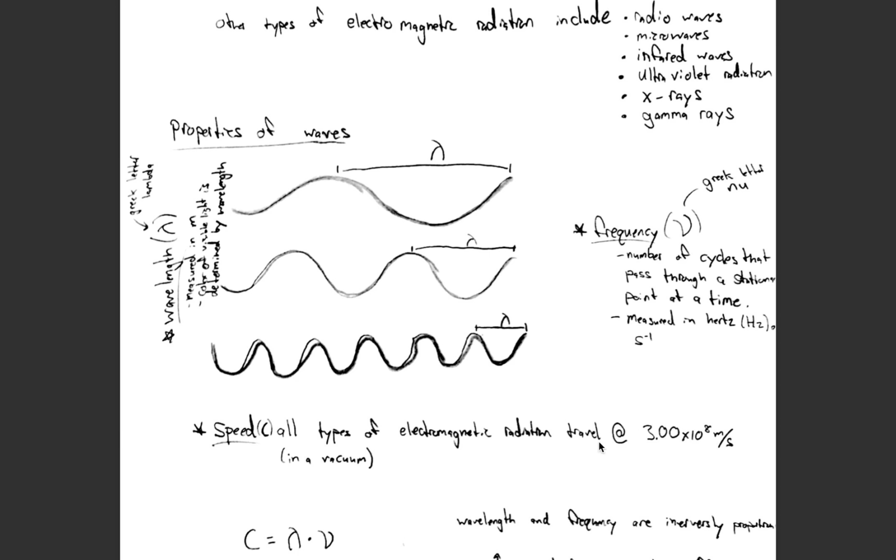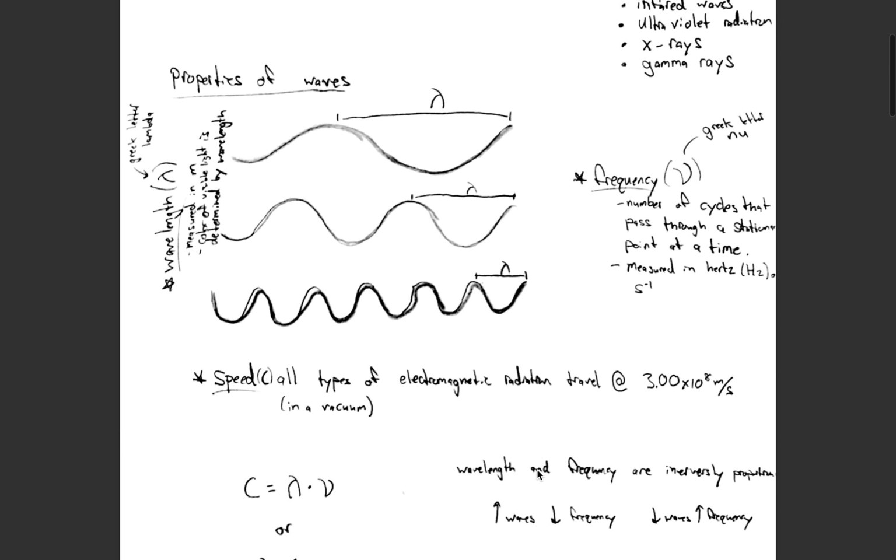And then the other thing that is worth mentioning is that all electromagnetic radiation travels at the same speed, which is the speed of light. This speed is 3.00 times 10 to the 8th meters per second, and that's true for light in a vacuum. So light traveling through outer space, for example, travels at that speed.